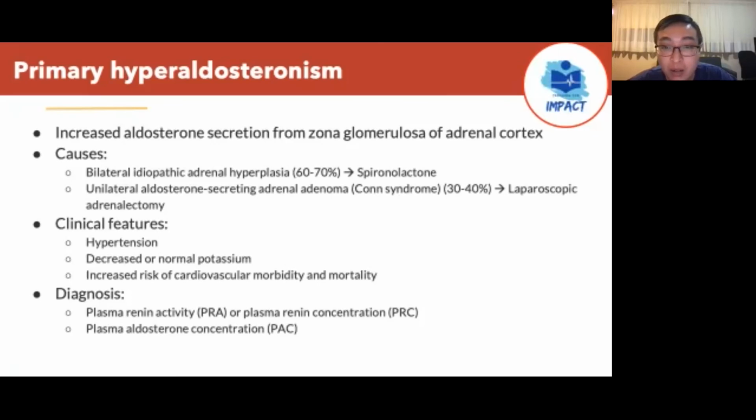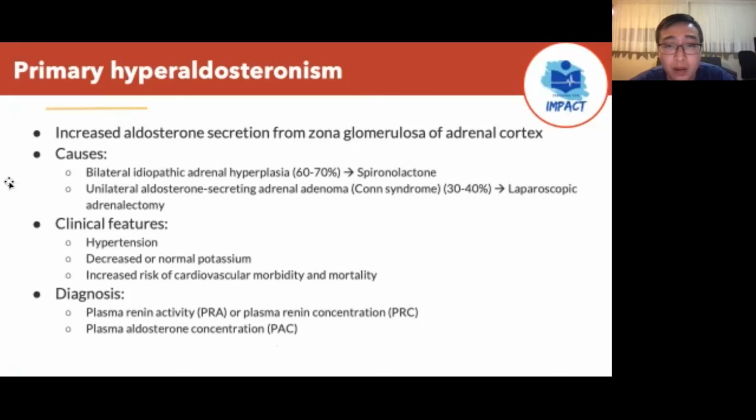If you suspect a patient might have primary hyperaldosteronism, you would do 2 blood tests. So one is the plasma renin level, and the other is the plasma aldosterone level. And you'll calculate a renin aldosterone ratio. So renin is usually decreased, and aldosterone obviously is increased. So the renin aldosterone ratio will be decreased.